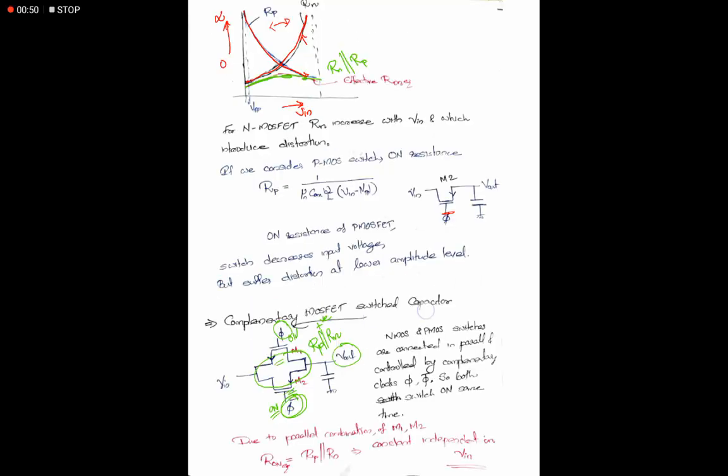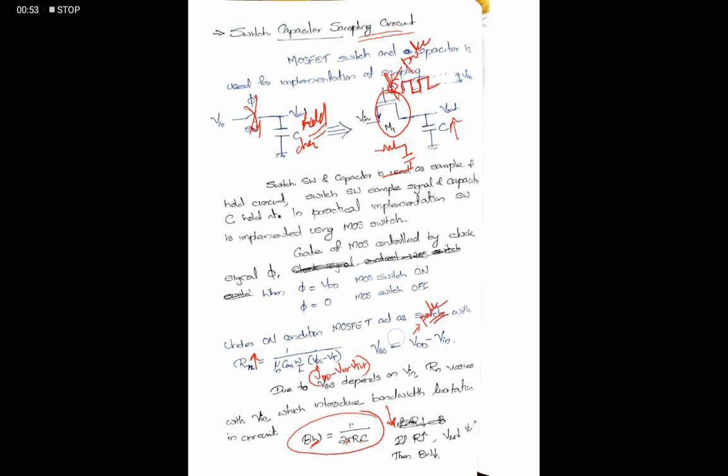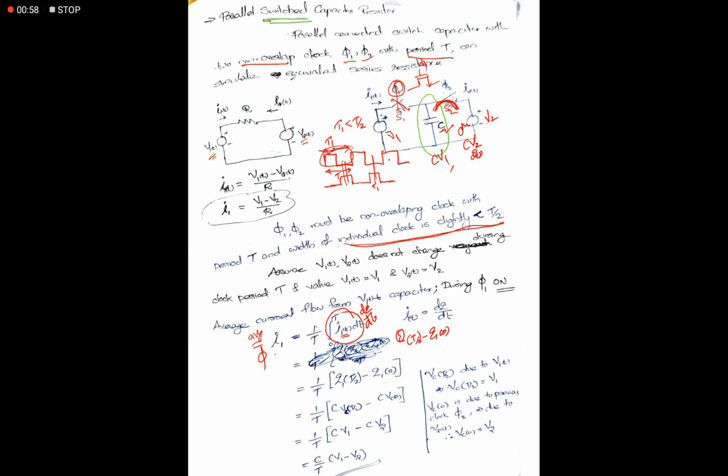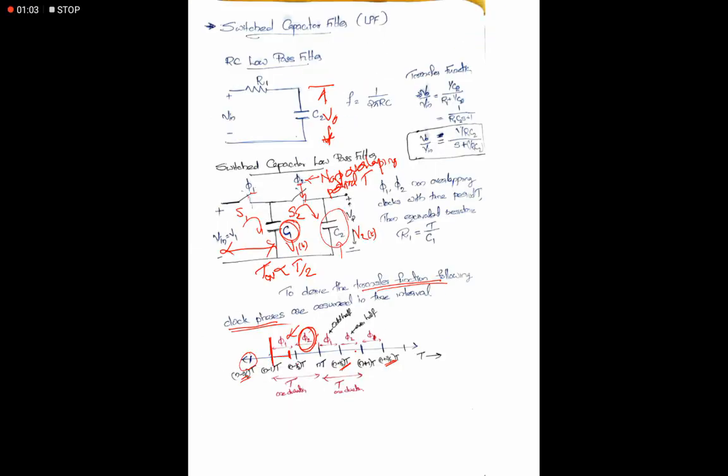And here we discussed a simple sample and hold circuit. Actually it is not in our syllabus, and here we derived the parallel switched capacitor equivalent circuit, and we discussed the switched capacitor filter also. In the filter we drew a normal RC filter circuit, and that R is replaced with a capacitor. We created an equivalent R from that capacitor using clock signals, and the value of R is T by C1. This we already proved in the resistor implementation.